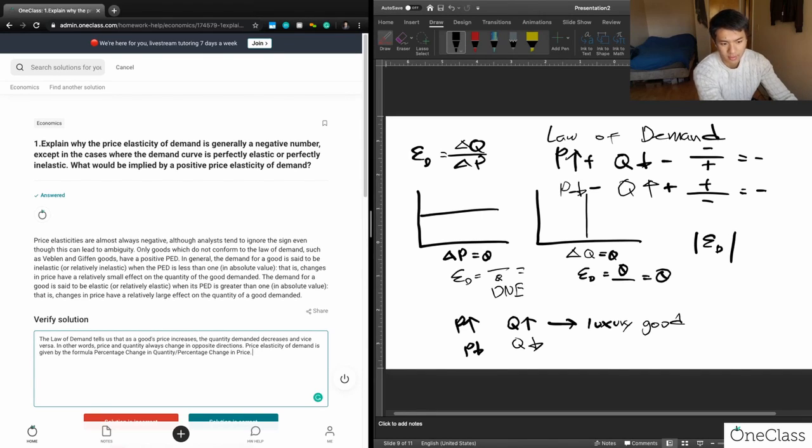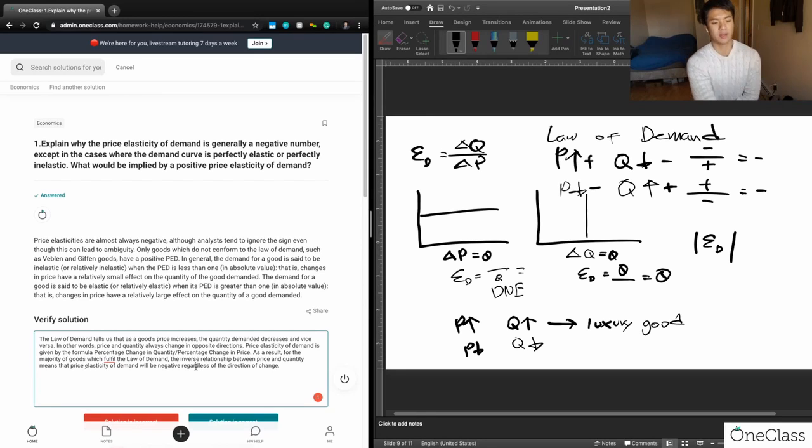And so as a result, for the majority of goods which fulfill the law of demand, the inverse relationship between price and quantity means that the elasticity of demand will be negative, regardless of the direction of change.